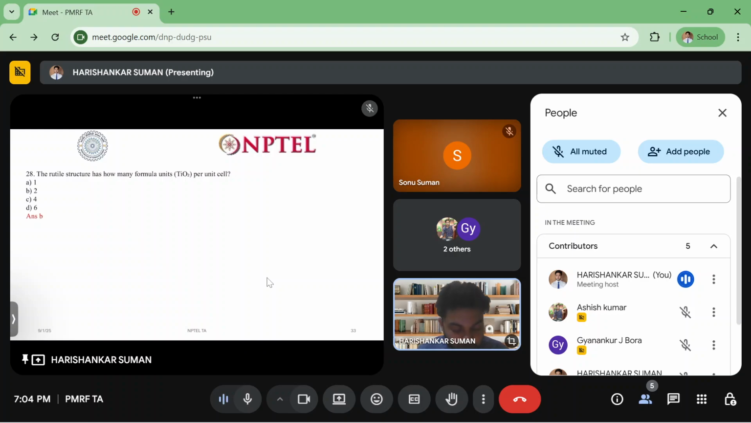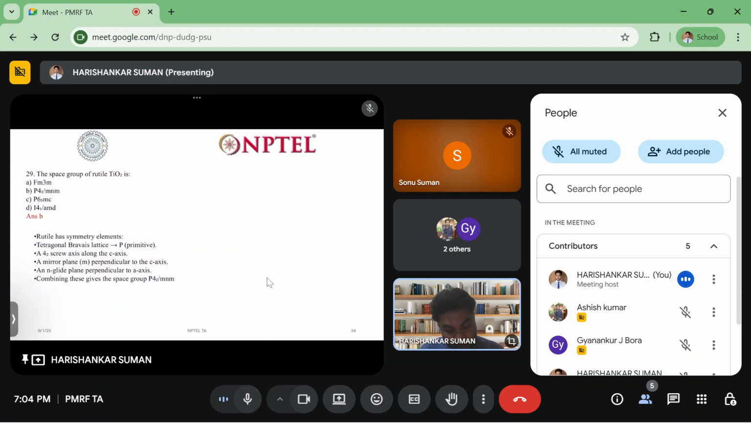The space group for rutile TiO2 is... let me show you the answer. So the answer is B, but what is the meaning of that? Rutile has the symmetry elements of a tetragonal Bravais lattice. This is P, and 4 sub 2 is a 4 2 screw axis along the c axis. That is P 4 2, then mirror plane M, and an N glide plane perpendicular to the axis, and combining these we again form a mirror plane.